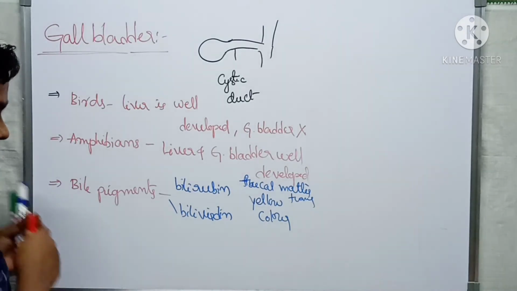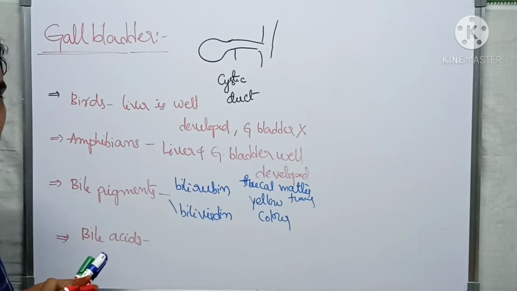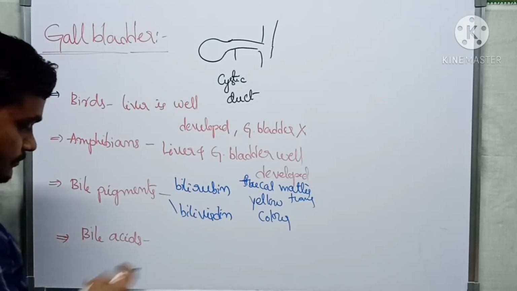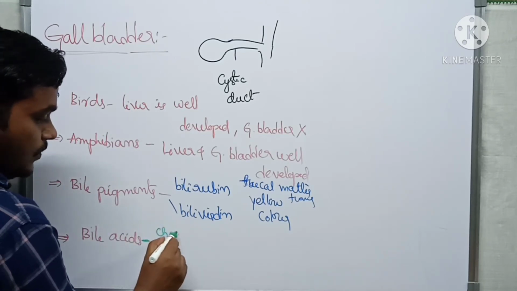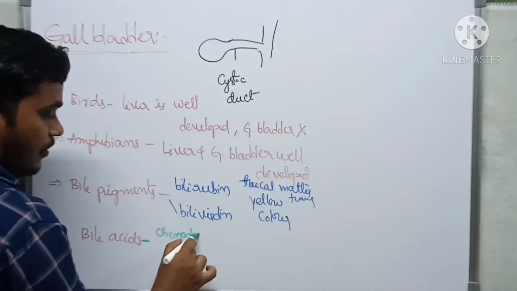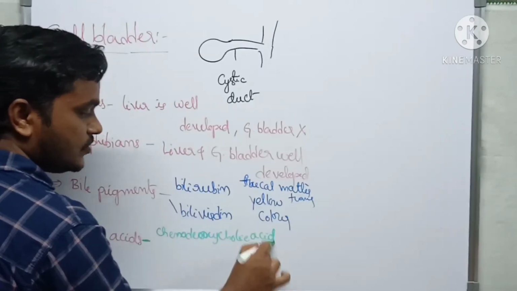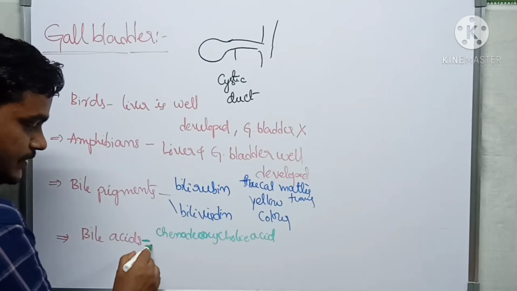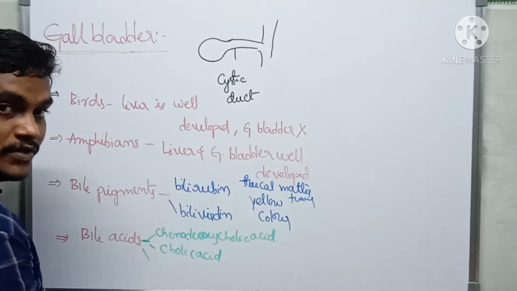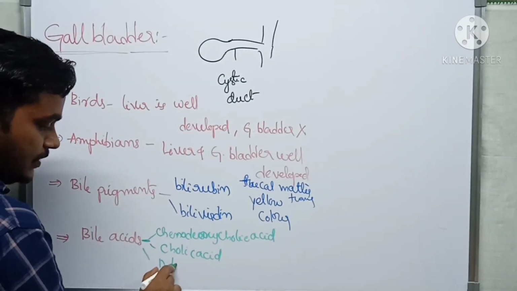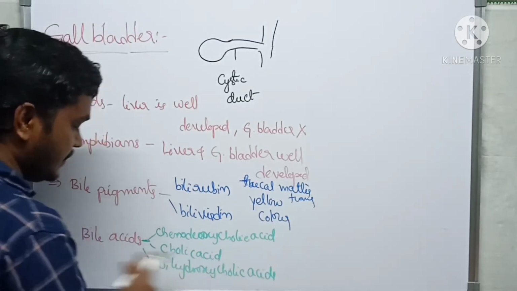Then if you want to see the bile acids, the bile acids are chenodeoxycholic acid, cholic acid, and dihydroxycholic acid. These are the acids of the bile.